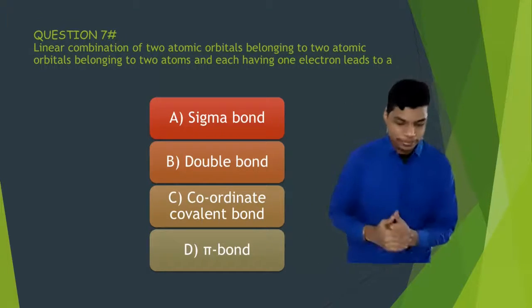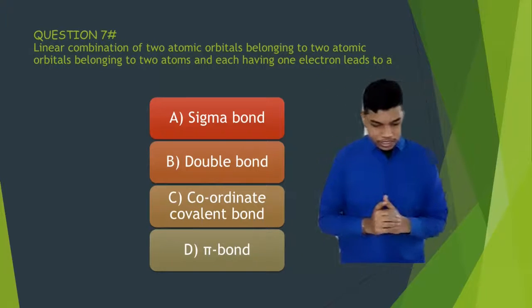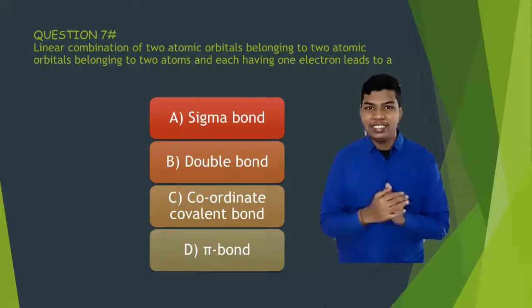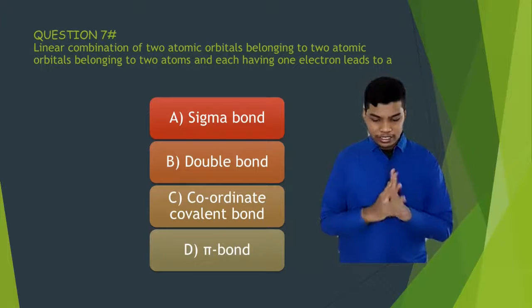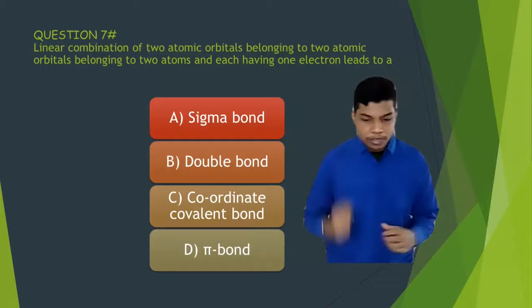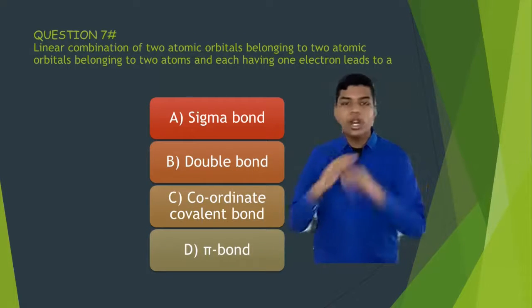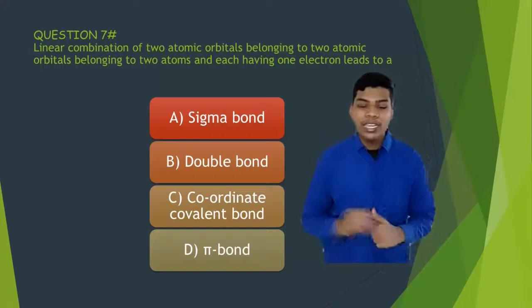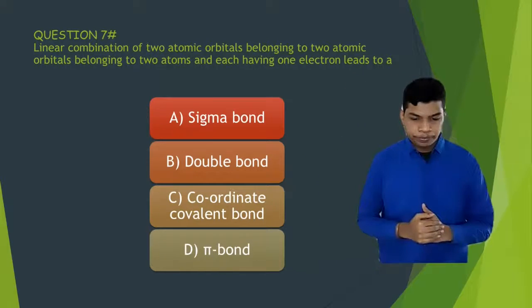What will be the right answer? Just think for a few minutes. Let's see who gets it right. The right answer, friends, is A, sigma bond. It's not pi bond. If you think it's pi bond, it is sigma bond. Okay, let's go to the next question.